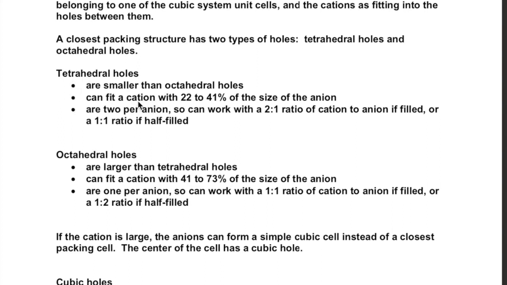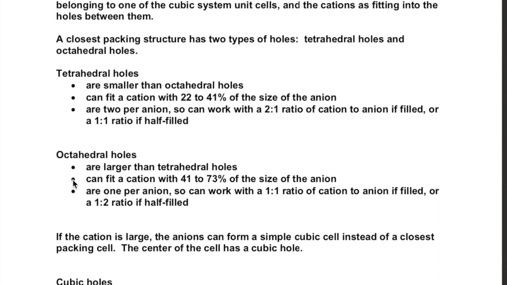If the cation is really small compared to the anion, like less than 40% of the size of the anion, then it can fit into the tetrahedral holes. And there are more of these tetrahedral holes. There are 2 holes per anion. So if you have 2 cations per anion, that works because there are 2 holes for the cation to fit in per anion. So that can work with a 2-to-1 ratio. If there's only a 1-to-1 ratio of cation to anion, then only half of the tetrahedral holes would get filled because there are twice as many holes as you need.